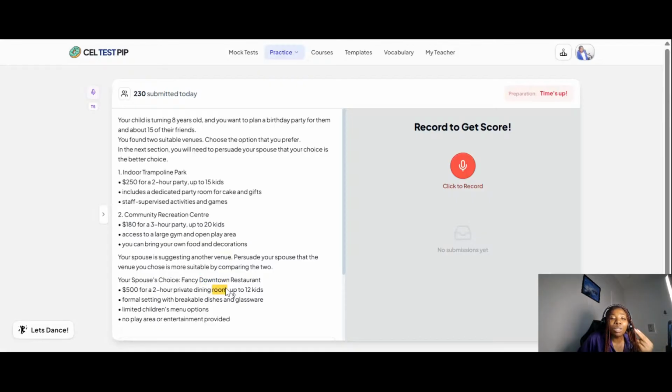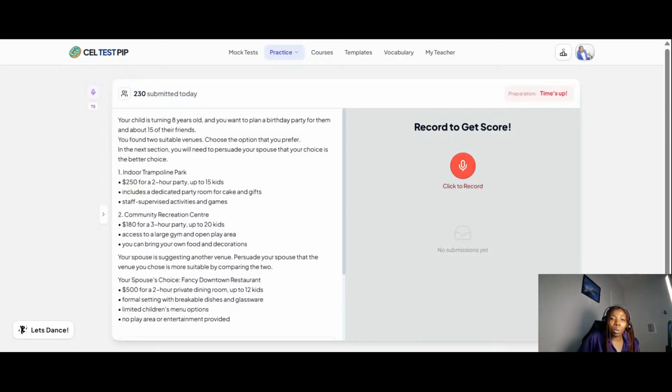For your task fulfillment, the moment you do not contrast, by acknowledging your spouse's option but then countering it, that's how you compare. If you are not doing that comparison, that means you didn't complete the task fulfillment. And also, always use comparison words, like why this is good, this one is better. That's a comparison word, if you don't want to do it this way.